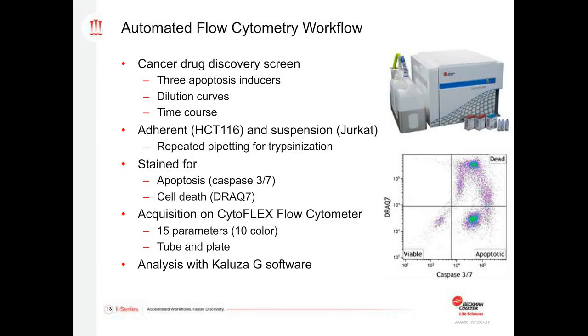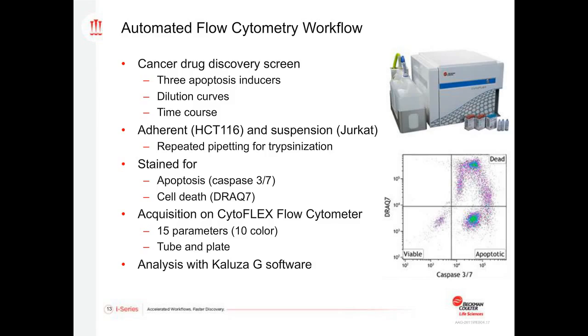For our proof of principle experiments, we basically wanted to perform a drug discovery screen. For this, we used 3 inducers of apoptosis and screened 2 different cancer cell lines to look at their effectiveness, both using dilution curves, so looking at different concentrations of the drugs, and also looking at their effects over multiple time points. We used 1 adherent and 1 suspension cell line. The HCT116 colon carcinoma cells were adherent, and the Jurkat leukemia cell line was our suspension example.